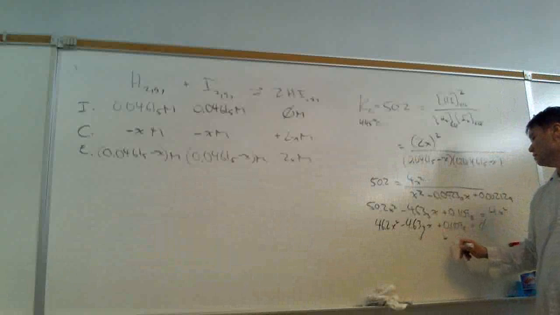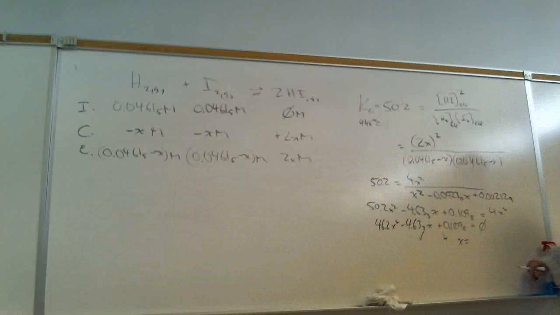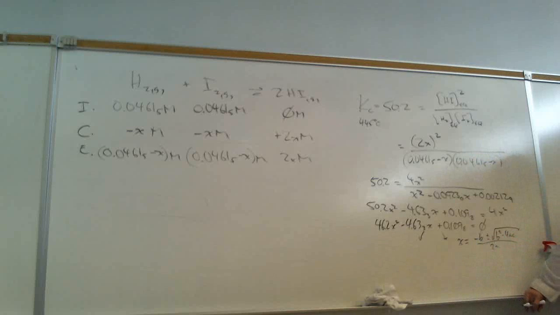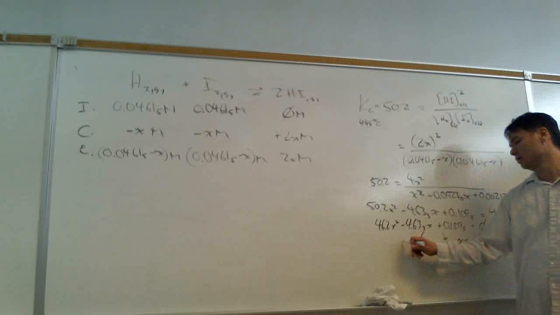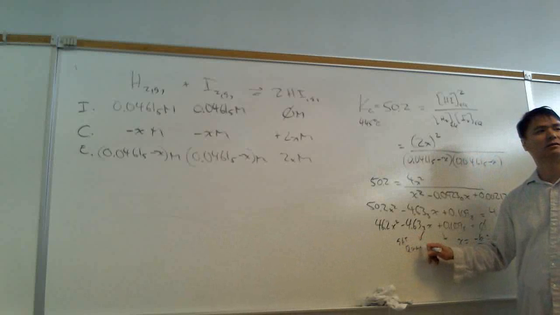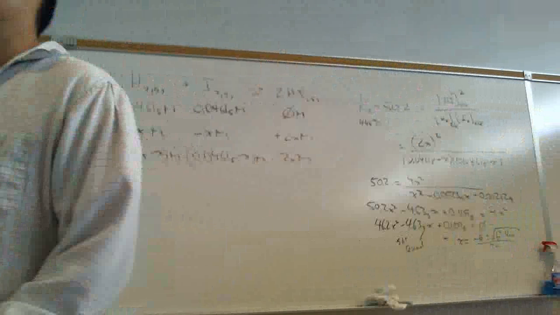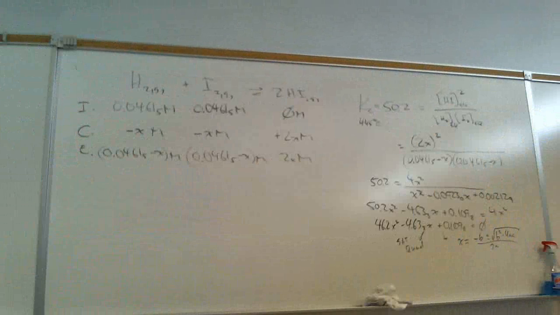Using quadratic, x is equal to minus b plus or minus the square root of b squared minus 4ac divided by 2a. We could do that. Or we could use our SAT approved calculator that has a quadratic solver. Do you have that?